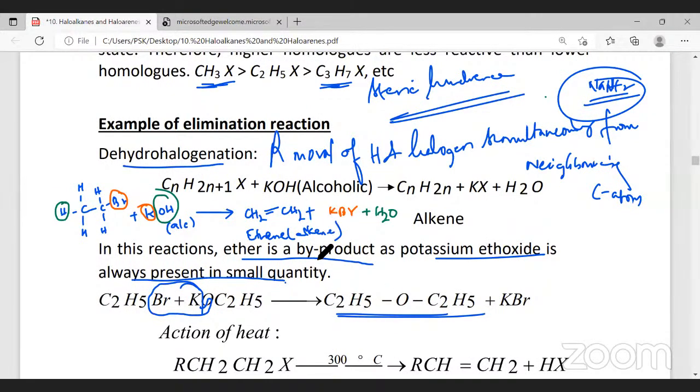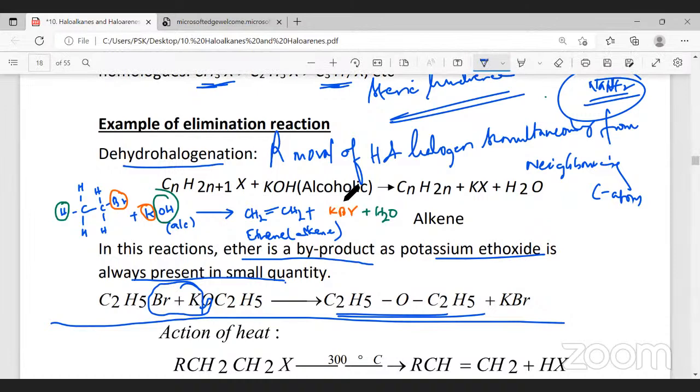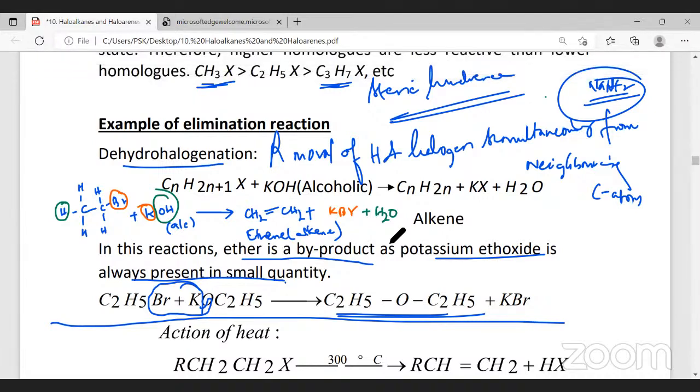So ether is always a byproduct in this reaction, because potassium ethoxide is present as an impurity in potassium hydroxide. Why is potassium ethoxide present as an impurity? Potassium hydroxide can react with alcohol to form potassium ethoxide. So not only does KOH dissolve in alcohol, it also contains potassium ethoxide as an impurity. Since potassium ethoxide is an impurity, ether is a byproduct in dehydrohalogenation. Followed? Yes, sir.